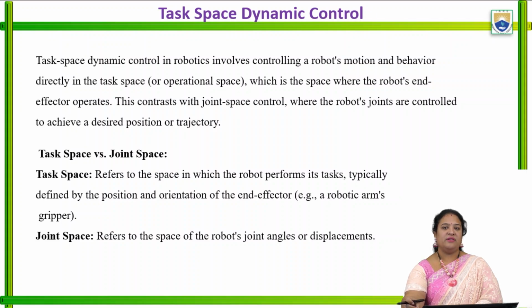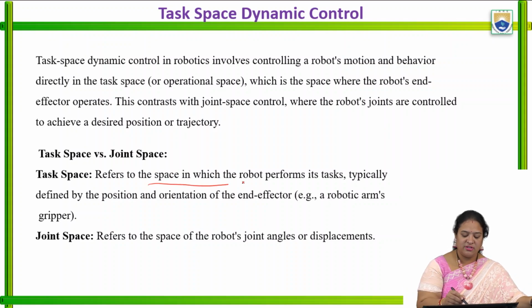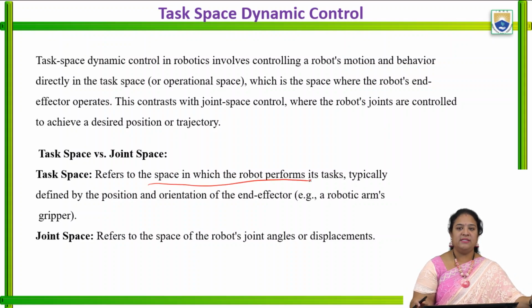This contrasts with joint space control, where the robot joints are controlled to achieve a desired position or trajectory. Now we have two types, joint space versus task space. What is the difference between them? The task space refers to the space in which the robot performs its task, typically defining the position and orientation of the robot's end effector or the manipulator.